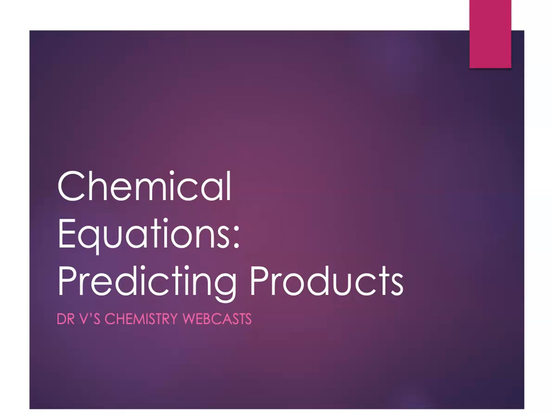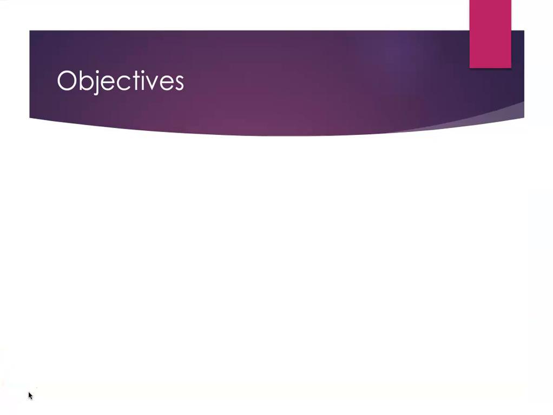Today we're going to talk about predicting products when we're given just the reactants of a chemical equation, using patterns to figure out the products and write correct equations. Now this is actually a fairly high-level task. There are a lot of skills that go into doing this.